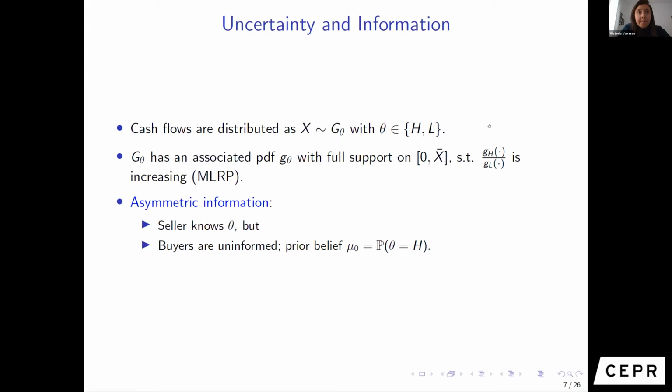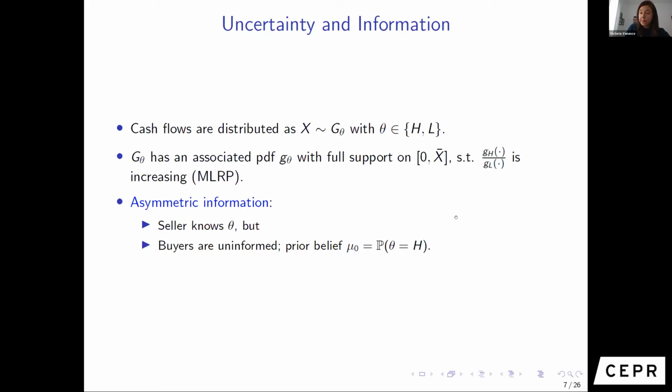So how do we introduce asymmetric information? We're going to say the seller knows her asset type theta, but buyers are uninformed. They are going to have a prior belief, which we denote by mu zero, which is the probability that theta is equal to H, okay? That the type is high quality.